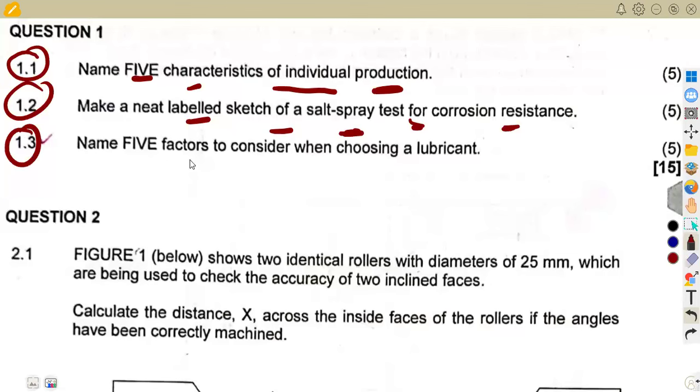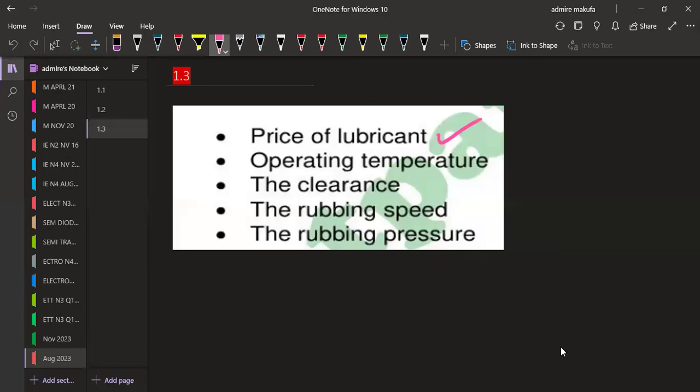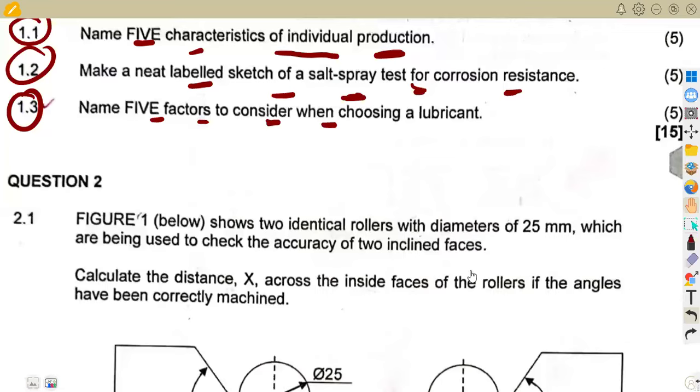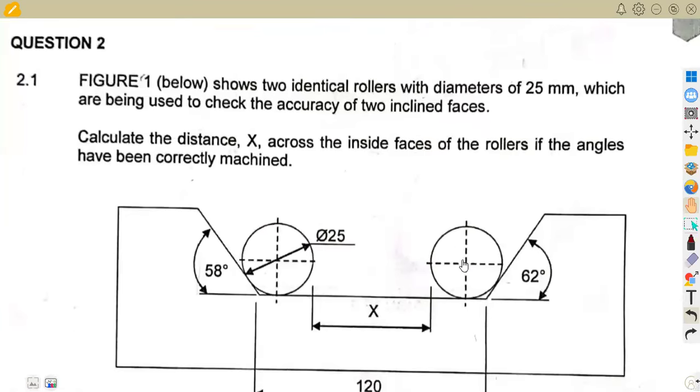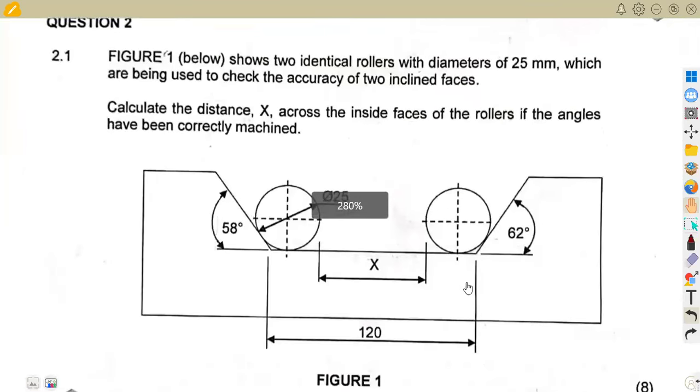And we are asked to name 5 factors to consider when choosing a lubricant. So when you're talking about a lubricant, that means things that you can consider. You can talk about the price of lubricant, the operating temperature, the clearance, the rubbing speed, and also the rubbing pressure. You're supposed to consider that. So this is part of your theory, guys. I hope you make sure that you do revise properly.